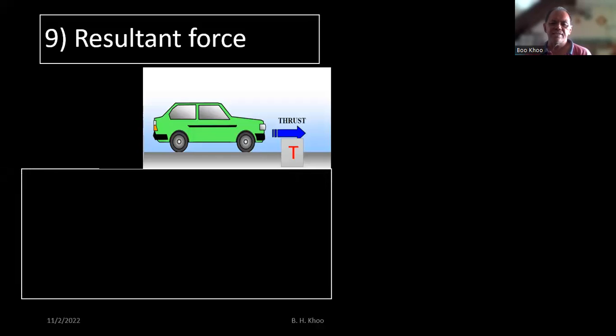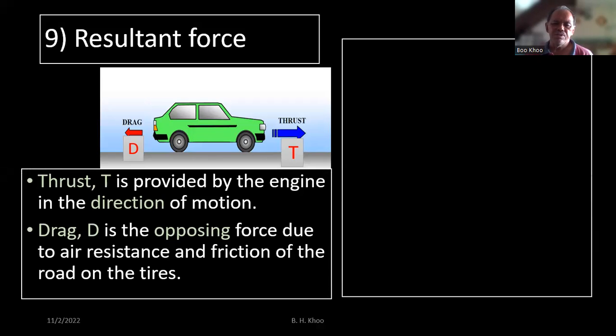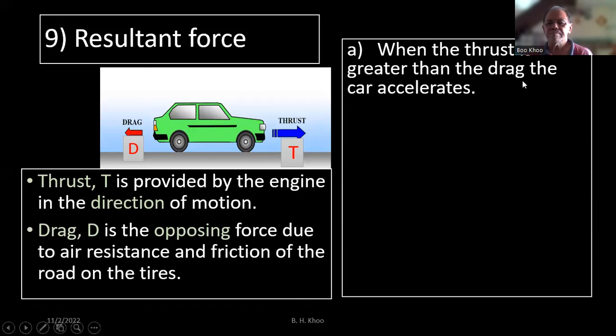Four tires, not one tire only. When the thrust is greater than drag, we use Newton's second law or its derived form to calculate the resultant acceleration. T minus D will give you a resultant force, and that's your mass of the car times the acceleration of the car.